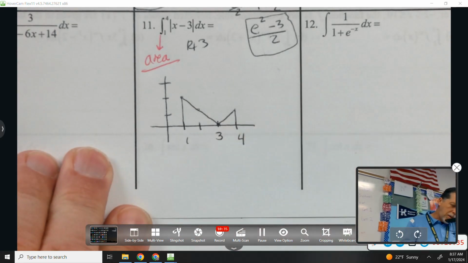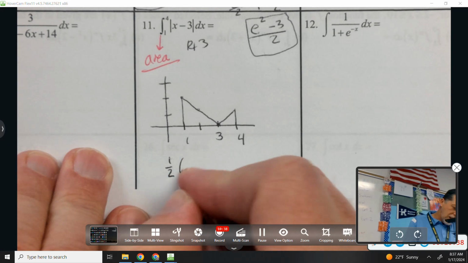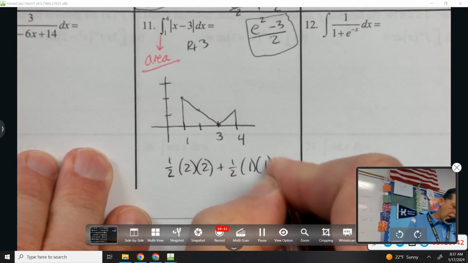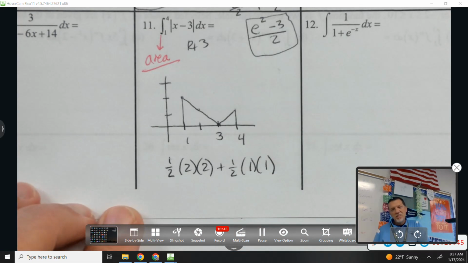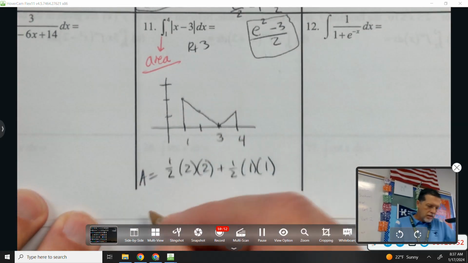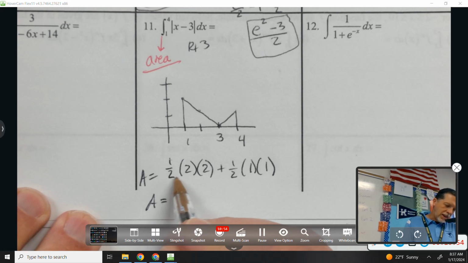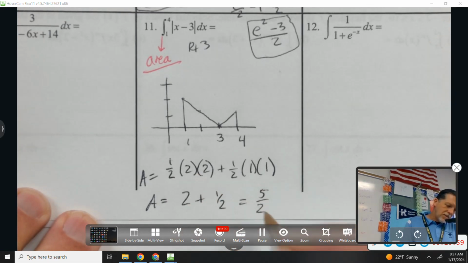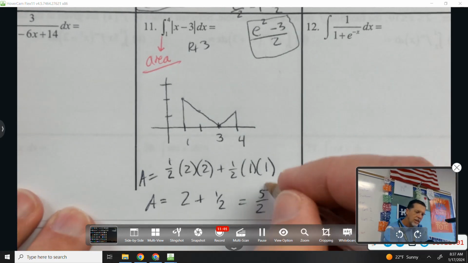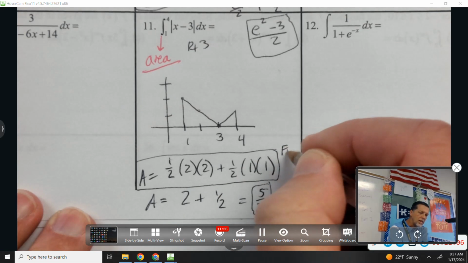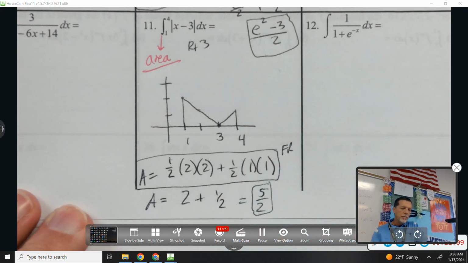So 1/2 base times height plus 1/2 base times height. And again, safe stop, right? That's the answer. No need to go any further. Multiple choice. Let's see, half of 4 is 2, half of 1 is a half. So 5 halves is your prettied up multiple choice answer, but don't go there unless you have to.